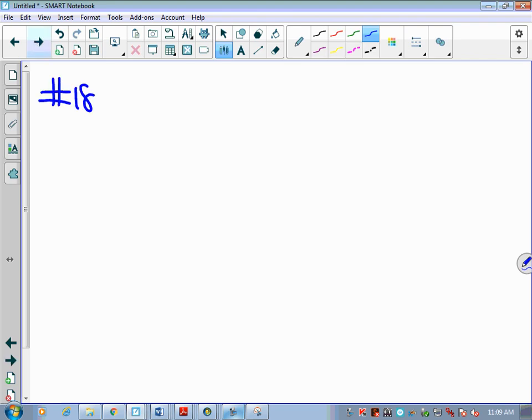18? Solve for x, we've got ln x plus ln x plus 4 equals ln 5. All right, the nice thing about this is all the bases are the same, correct?